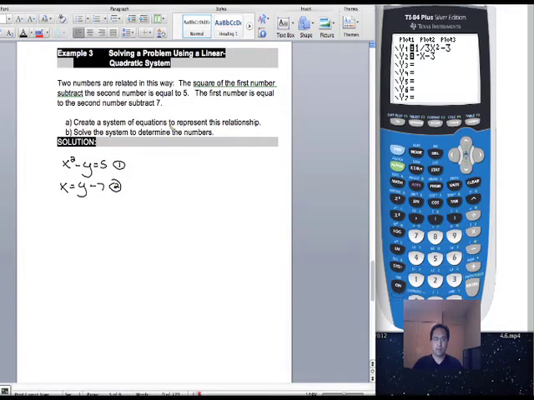Create a system to represent this relation. Let's solve them both for y. So we're going to have y is going to be equal to x² − 5. That'll be our 1. And y is equal to x + 7. That'll be our 2.